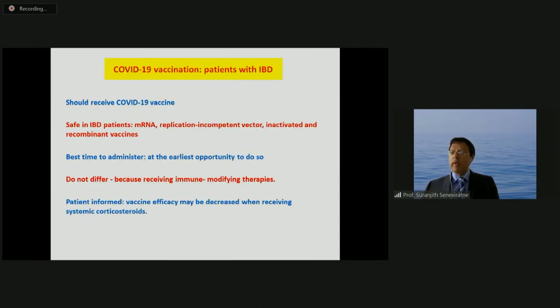So if we look at the vaccination, patients with IBD should receive the COVID-19 vaccine. All three vaccines are safe.